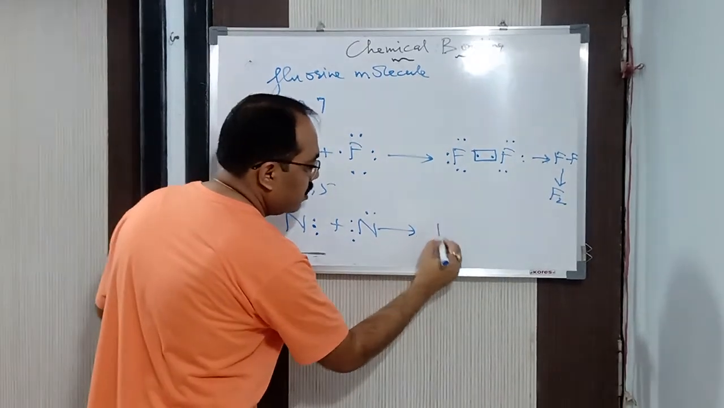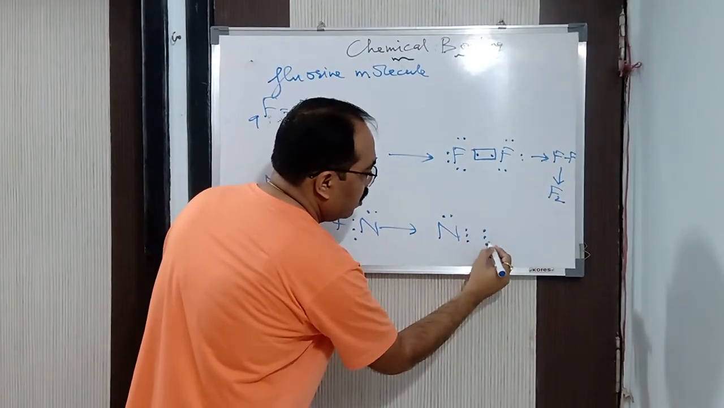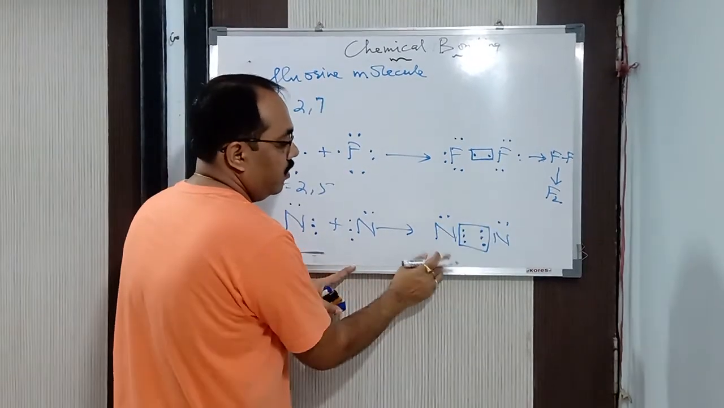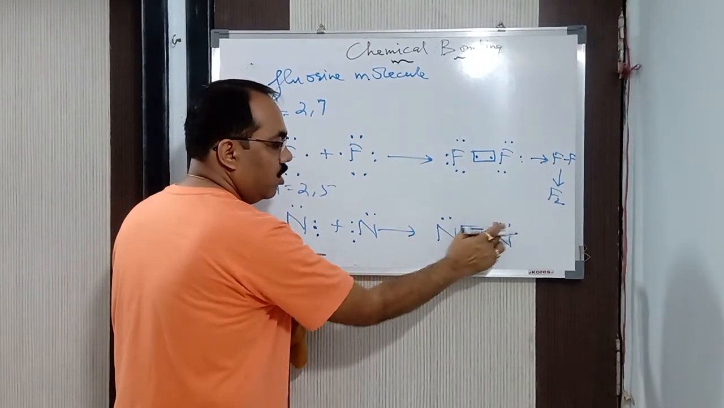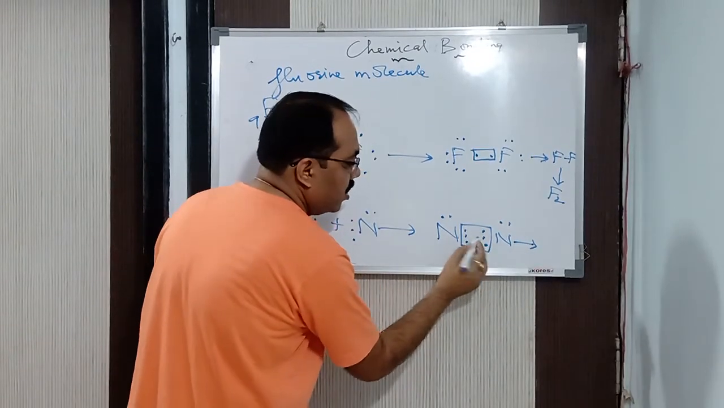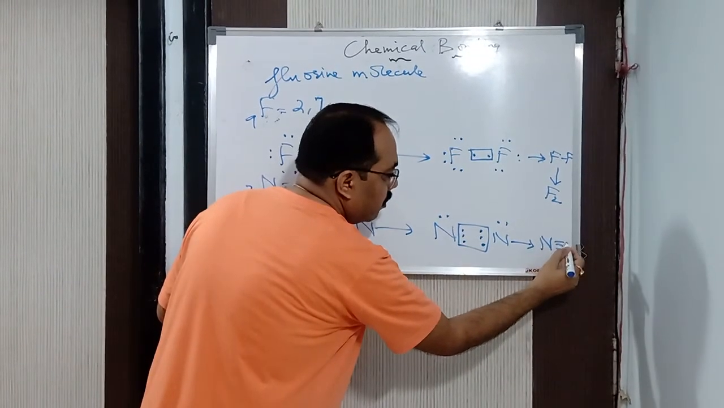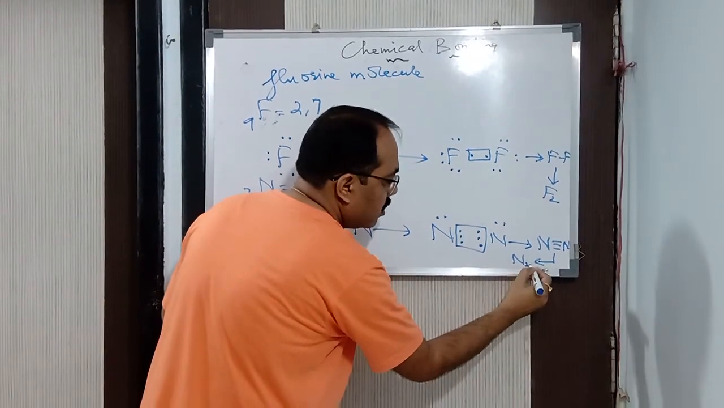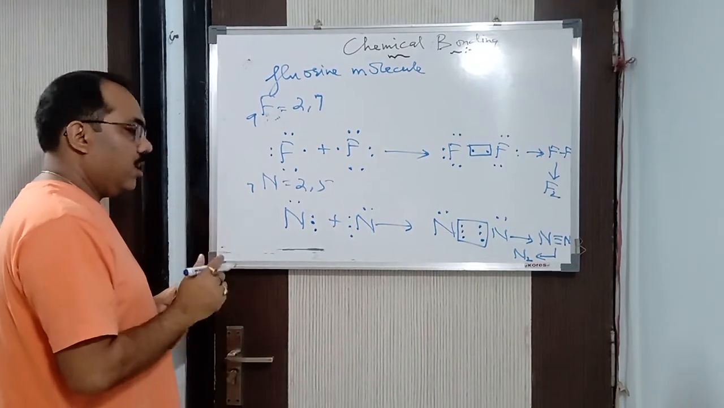Now look here, this nitrogen has 1, 2, and 3 shared. This nitrogen also has the same, that is 5. Now count here: 1, 2, 3, 3 is 6, plus 2 is 8. For this molecule also: 1, 2, 3, 3 plus 3 is 6, plus 2 is 8. So how many pairs of electrons does it share? 3 pairs. Here it is a single pair, here it is 3 pairs. So what bond is it? Triple bond, N triple bond N. So what molecule do we get? That is the N2 molecule.